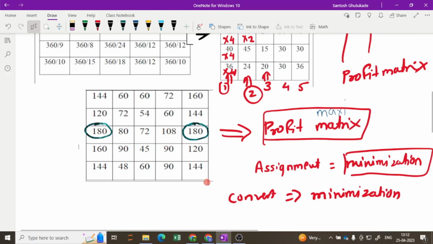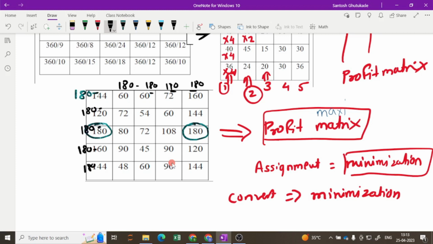I will repeat the step once again. Why is this problem maximization? Because this is a profit matrix and profit should always be maximized. So we convert it into minimization. For that we select the maximum value from the matrix, here 180, and subtract all the values from 180. So here 180 minus 144, then 180 minus 60, 180 minus 60, 180 minus 72, 180 minus 160. Similarly 180 minus 120, 180 minus 180, 180 minus 160, 180 minus 144.